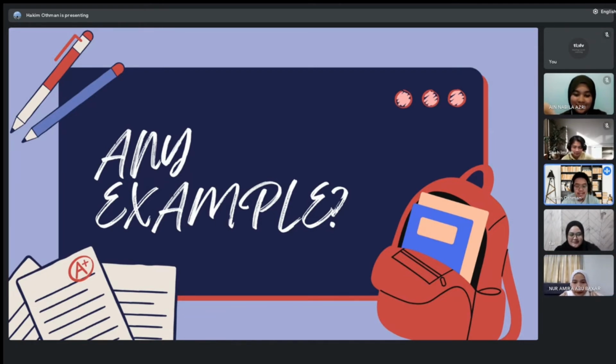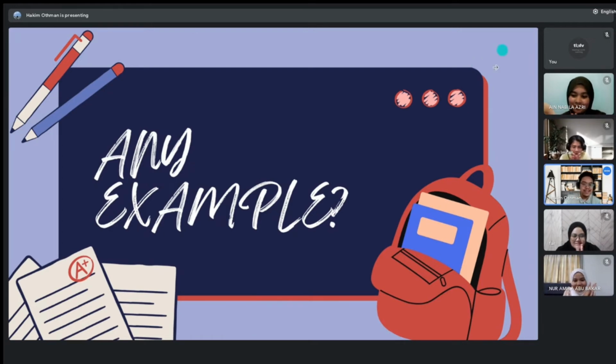Okay, so for the example, I need one volunteer to list out the example of covalent bond. Okay, Amira. For the first one, which is single bond, I think it is chlorine gas, Cl2. And then for the second one, double bond is oxygen gas, O2. And the last one is triple bond, which is nitrogen gas, N2. Good job, Amira. You got it all correct. Give yourself a round of applause.